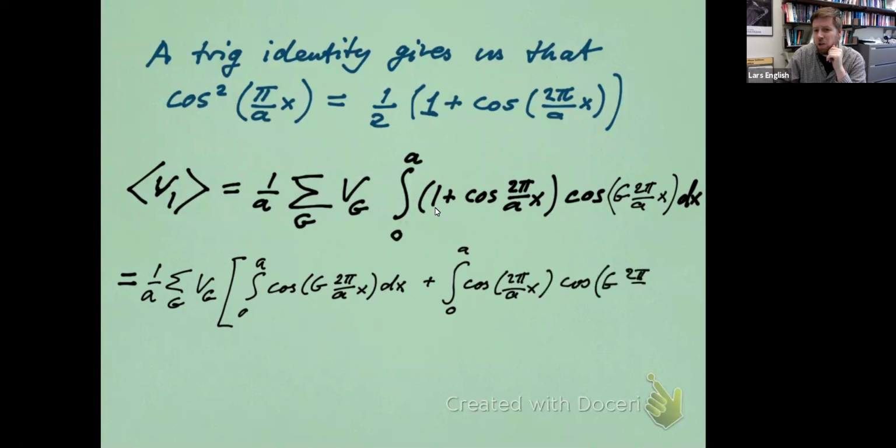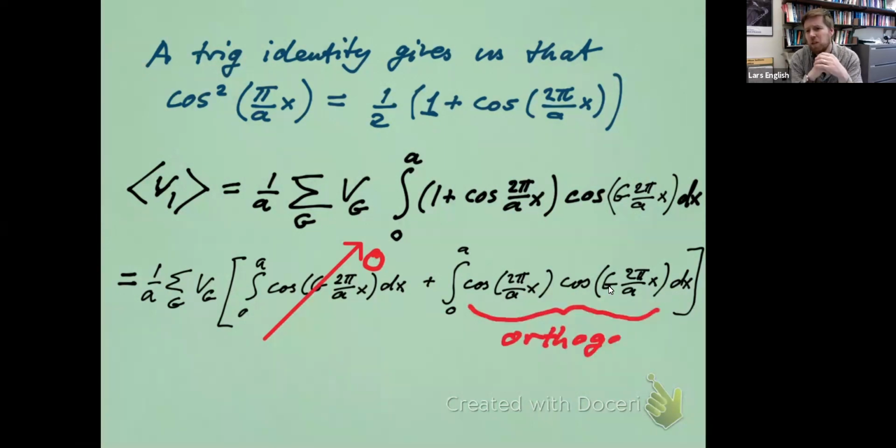Then I'm going to distribute. There's a 1 here. I'm going to multiply this out, and I basically get 2 integrals. The first one just has the cosine of G times 2 pi over a times x. And then here is the integral of the product of 2 cosines. The nice thing is that the first one is going to be 0. The cosine is a periodic function that first starts out positive and then dips negative, and so the integral over 1 period is going to be 0. I'm really just left with the second piece.